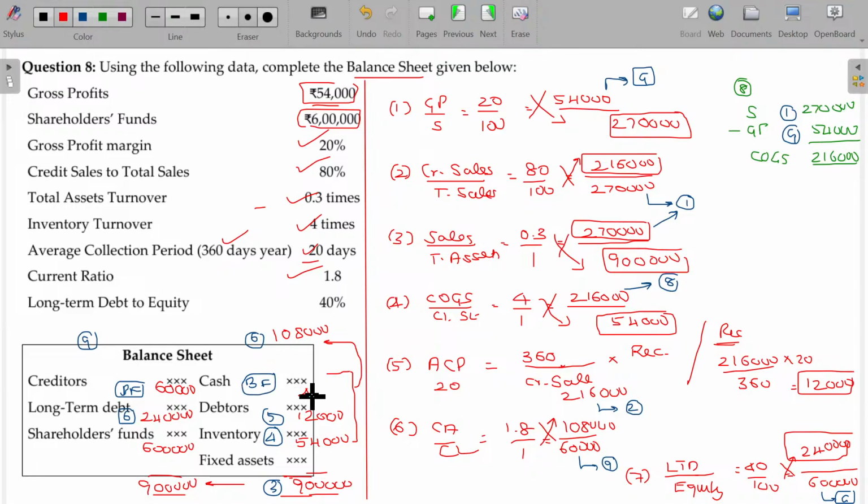42,000. In the asset side, 4 assets are there. We found out the 3 assets value. Fixed assets value can also be now easily calculated based on the ultimate balancing figure. What's the value? 7,92,000. Hope you'll be now able to understand this.